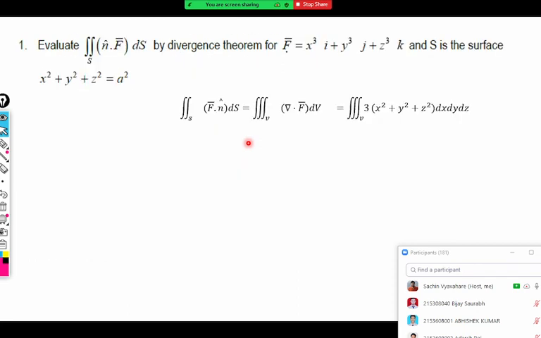Okay, forget it. So the question is: evaluate the double integral of f bar dot n cap dS over the surface by the divergence theorem, where vector f bar is given and S is the surface of the sphere of radius a. So step number one, we should say by Gauss theorem, the double integration of f bar dot n cap dS is a triple integral of del dot f bar dV, and now del dot f bar is calculated as ∂f1/∂x plus ∂f2/∂y plus ∂f3/∂z. Is that clear?